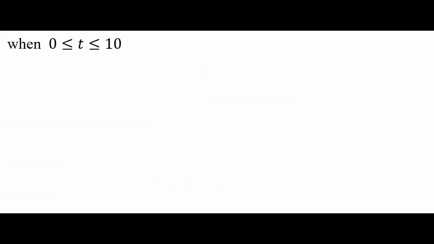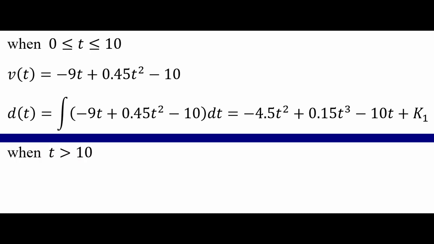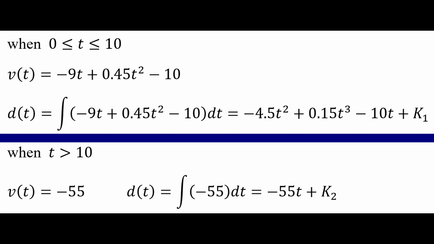Going through the same process as before, from 0 to 10 seconds, v equals negative 9t plus 0.45t squared minus 10. Integrate that, you get that the distance is negative 4.5t squared plus 0.15t cubed minus 10t plus some constant, which I shall call k1. So that takes care of the first piece of the piecewise distance function. For the second piece, the velocity is constantly negative 55. The integral of negative 55 is negative 55t plus some constant, which I will call k2.